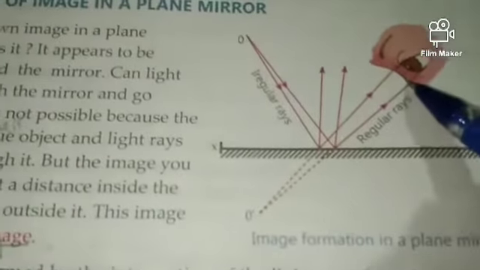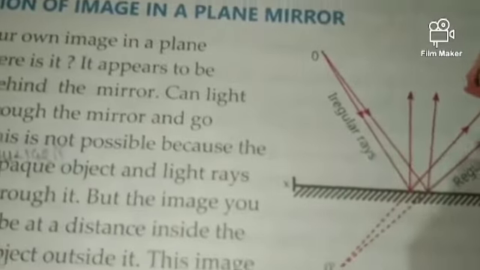So guys, now the third topic: formation of image in a plane mirror. Here is a plane mirror and a person. Suppose you are standing here, then see here, the light rays are coming from you and they are falling on the surface of the mirror and bouncing back. These are the incident rays, these are the reflected rays, and these are the normals.